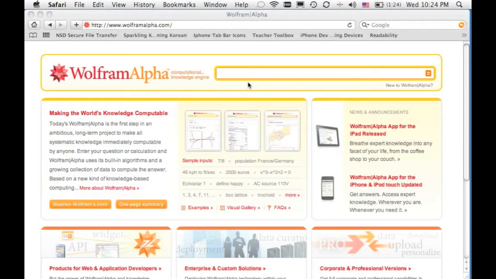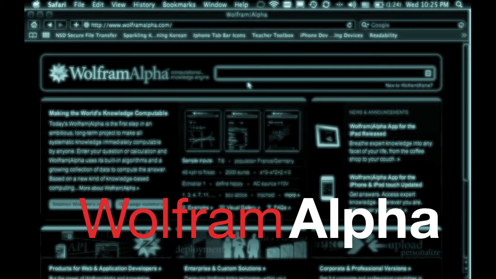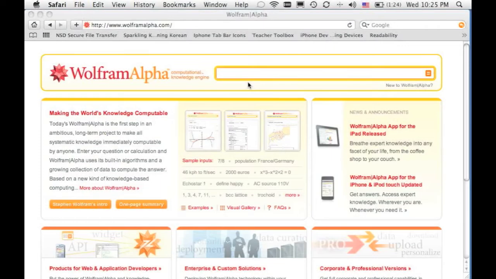Hi folks, I'm Nathan, and today we're going to take a look at a website called WolframAlpha. This is a real unique website. Instead of being a search engine like you're typically used to seeing with Yahoo and Google, WolframAlpha is a computational knowledge engine, which really means you ask it a question and it gives you an answer. So let's test it out, see what happens.